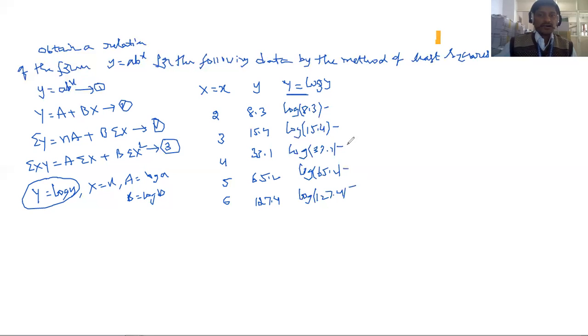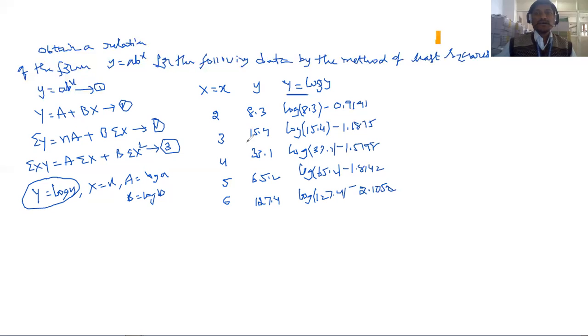Keep in mind, it is log base 10. That is the important thing here. By applying that, we are getting 0.9191, and next one 1.1875, and 1.5198, and next log 65.2 gives 1.8142, and next 2.1052. So these are the capital Y values.